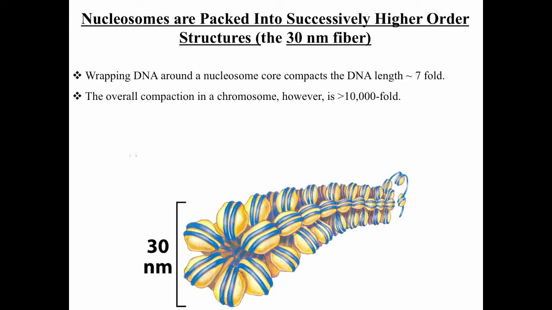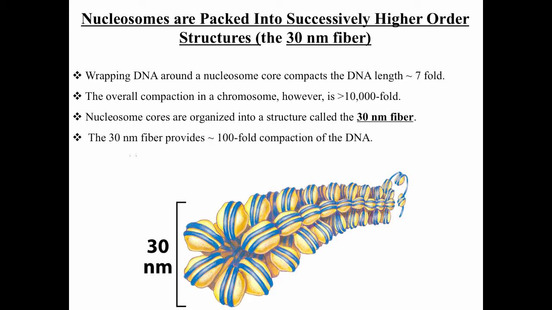However, you have to remember that the overall compaction of DNA in a chromosome is 10,000-fold. And so there needs to be even higher order compaction to get to this 10,000-fold level of compaction above that of just DNA by itself. One of the ways that assists that higher order compaction is by taking these nucleosomes and really squeezing them together into this 30 nanometer fiber. And that 30 nanometer fiber gives a 100-fold compaction of the DNA.